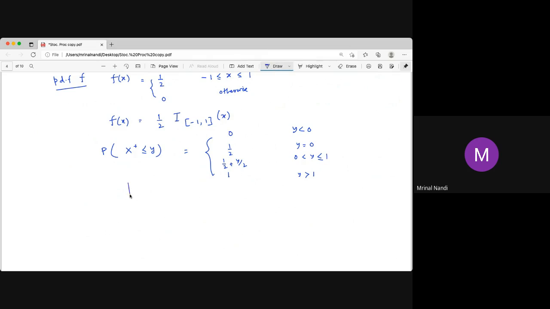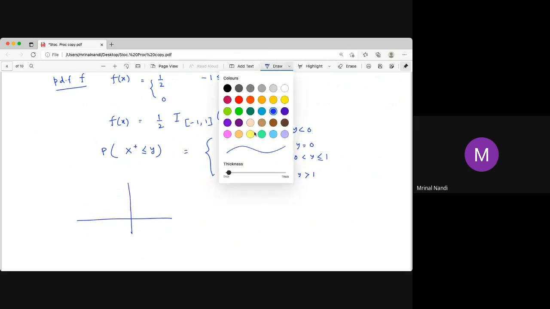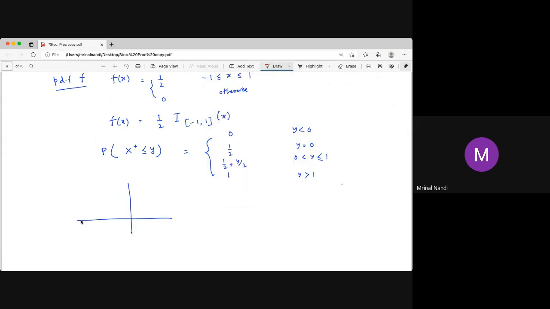So what will that distribution function look like? Up to 0 it is 0. At 0 it is half. Then it goes straight up, and at 1 it is 1, not half. So it is slightly flatter, and at 1 it is 1, and then it goes straight.